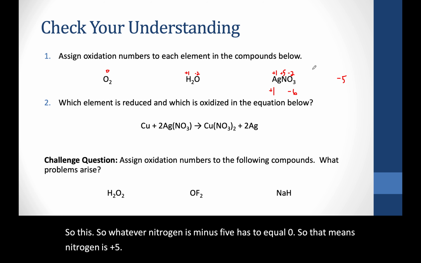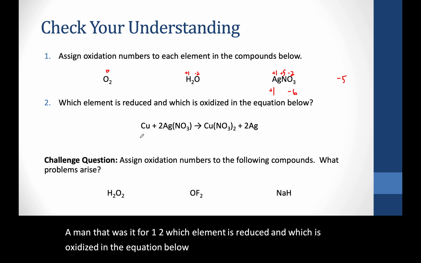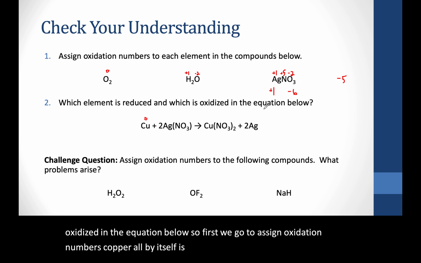Okay. And that was it for number 1. Number 2, which element is reduced and which is oxidized in the equation below. So first we have to assign our oxidation numbers. Copper, all by itself, is 0. Yep, I'm seeing another one all by itself. I'm going to give that a 0.